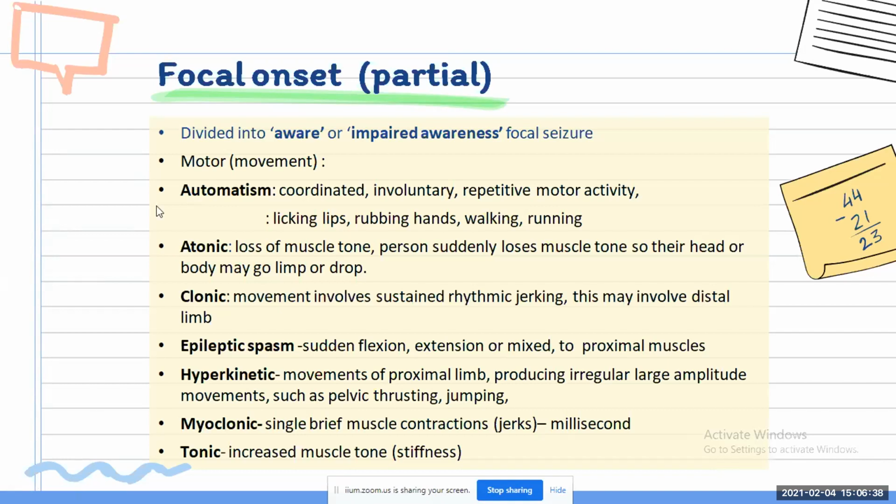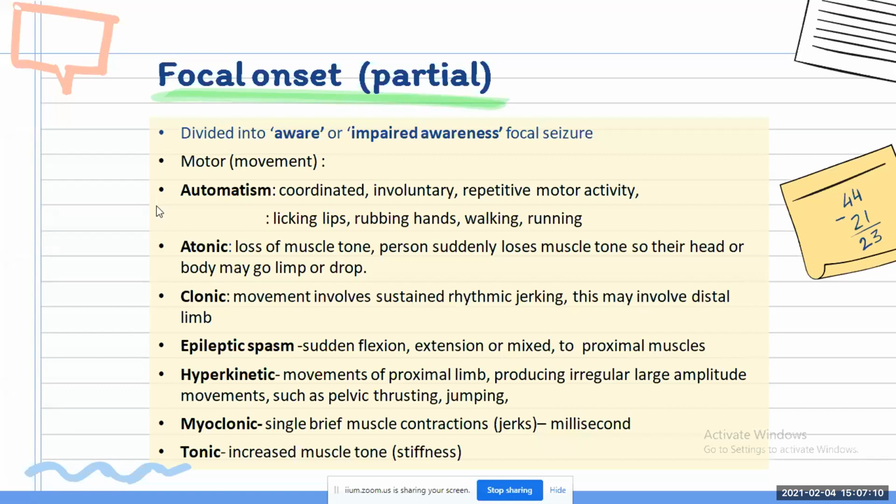For the automatism, basically it means automatic activity, such as the patient may have lip licking, rubbing hands, walking and running. For the atonic, there will be loss of the muscle tone. The tonic means the muscle tone. For the clonic, it means the movement that involves sustained rhythmic jerking, and usually it involves the distal limb. If it involves the proximal limb, we call it epileptic spasm.